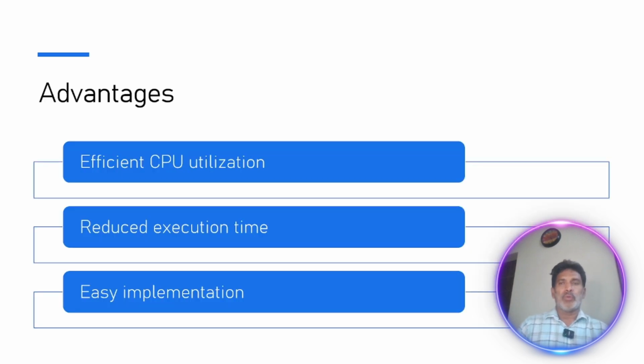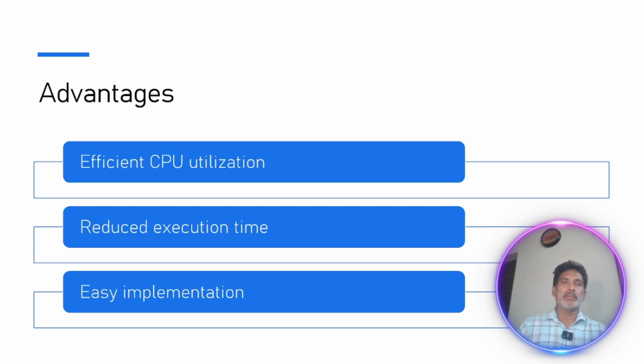And if you look at the advantages of work sharing, it improves the CPU utilization, reduces execution time, and simplifies parallel programming. And how it does that, let us just understand a little deeper.